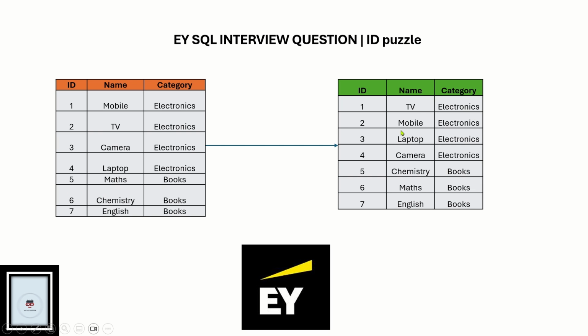If you see the output, the name and category are the same, but the IDs are changed. Here mobile is 1, but there mobile is 2, and TV is 2, and there TV is 1, and so on. Laptop and camera are exchanged. And again for chemistry, maths, and English, everything is exchanged, but if you see, English is not exchanged. So try to crack what is the logic behind how the IDs are getting changed. If you're able to understand this, you'll be able to solve this on your own.